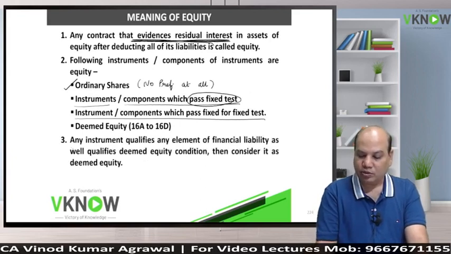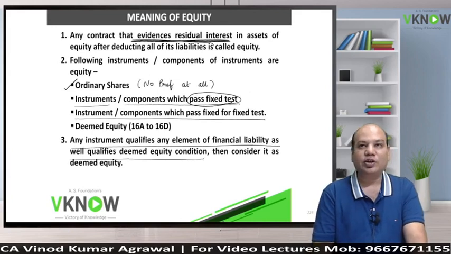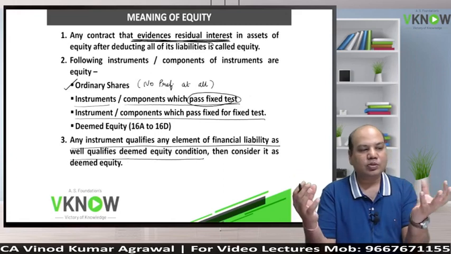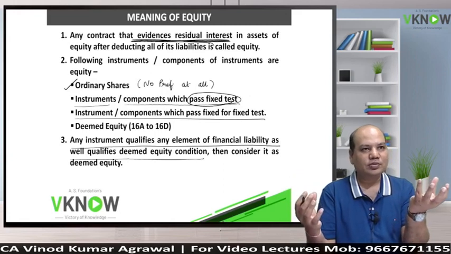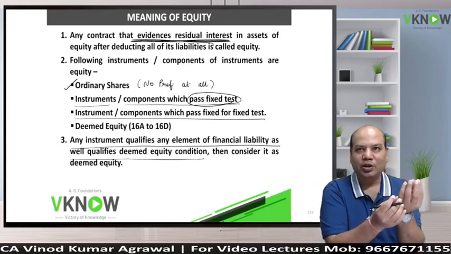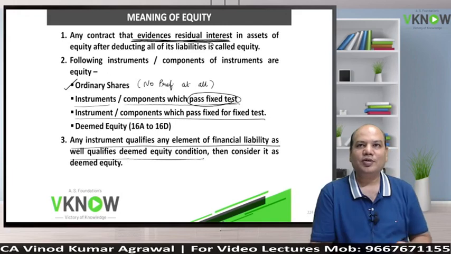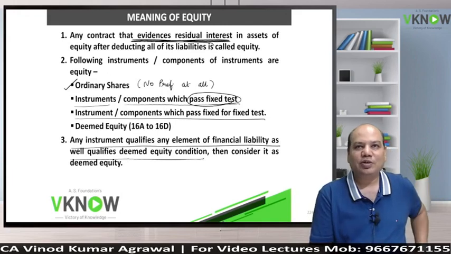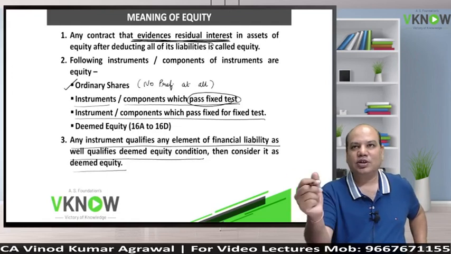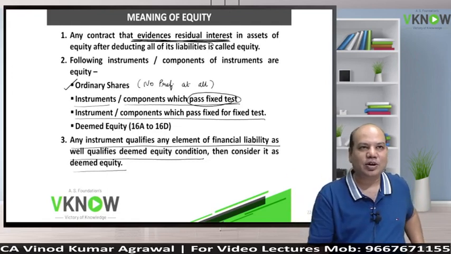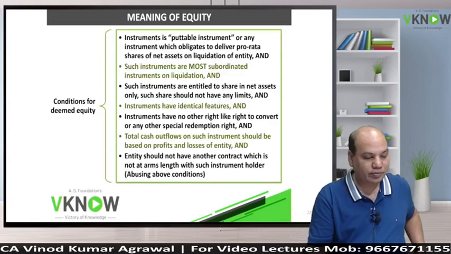If an instrument qualifies any element of financial liability as well as qualifies the deemed equity condition, now there is a problem, because it has got a fixed, financial liability element also, and an equity element also. The standard says we are the umpire. It is treated as deemed equity. Matter closed. Is it right? So what are deemed equity?